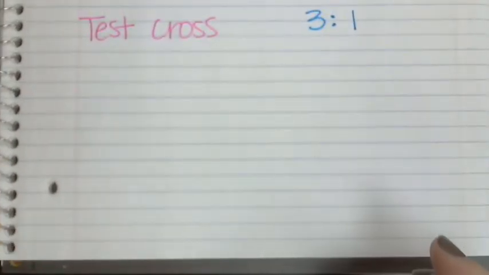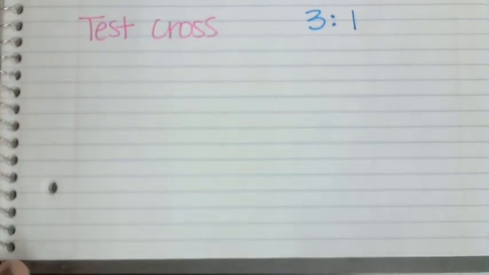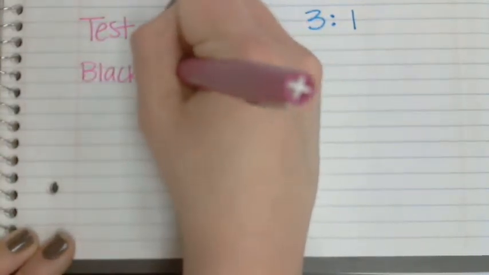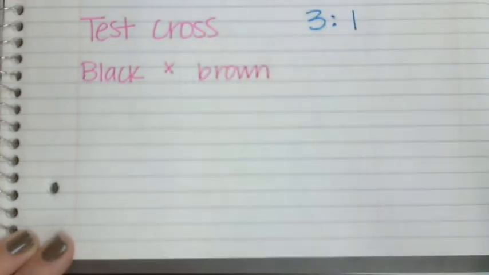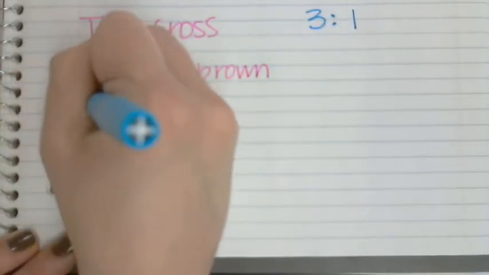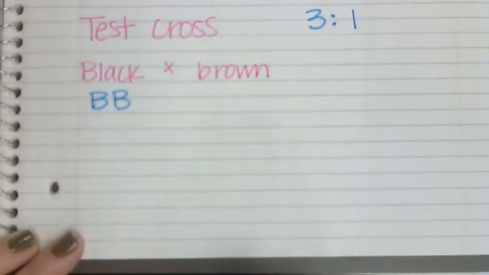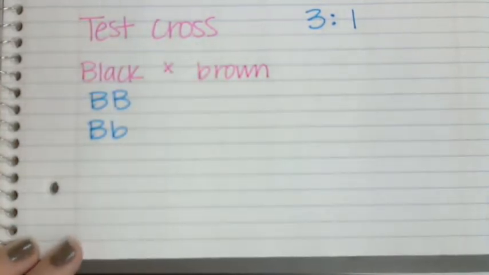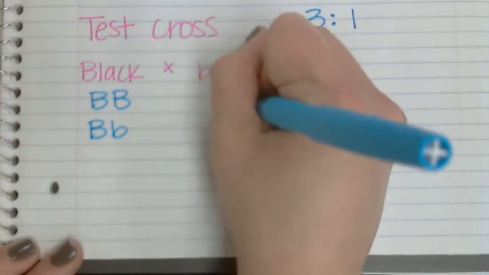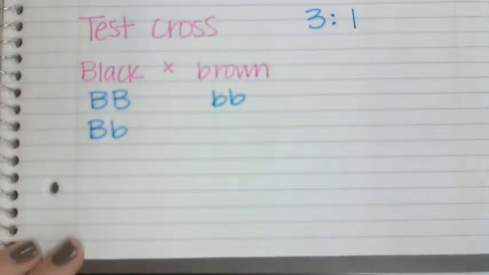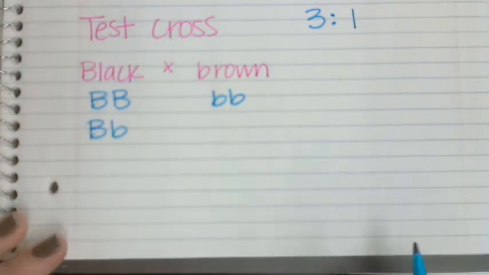For a test cross, you take an unknown individual and you try to figure out what their genotype is. So for this test cross, I'm going to take a black individual, a black fur, and I'm going to cross it with a brown fur. Here's the problem. For black fur, we can either have the genotype of homozygous dominant or heterozygous. For brown fur, there's only one genotype, and that's homozygous recessive. So when I have a test cross, I'm not going to know one of the genotypes. So how I would write this is B with a question mark and brown, which is homozygous recessive.